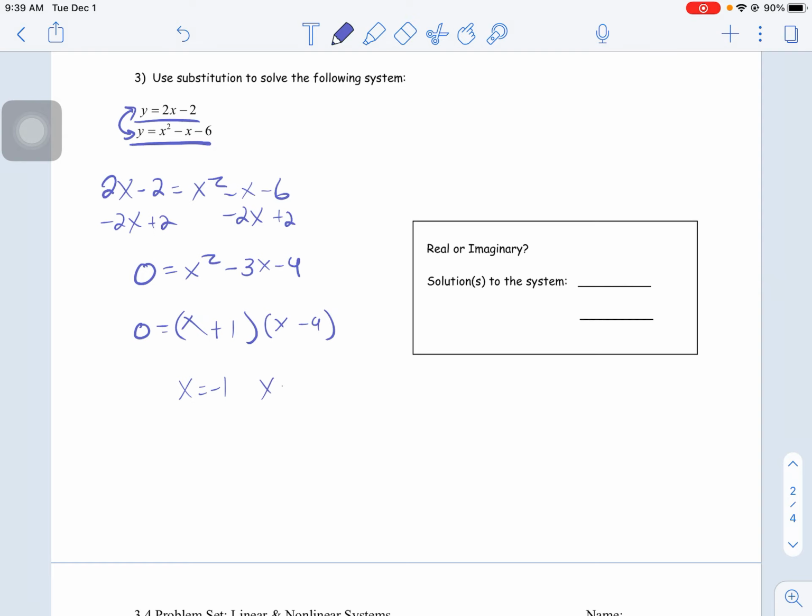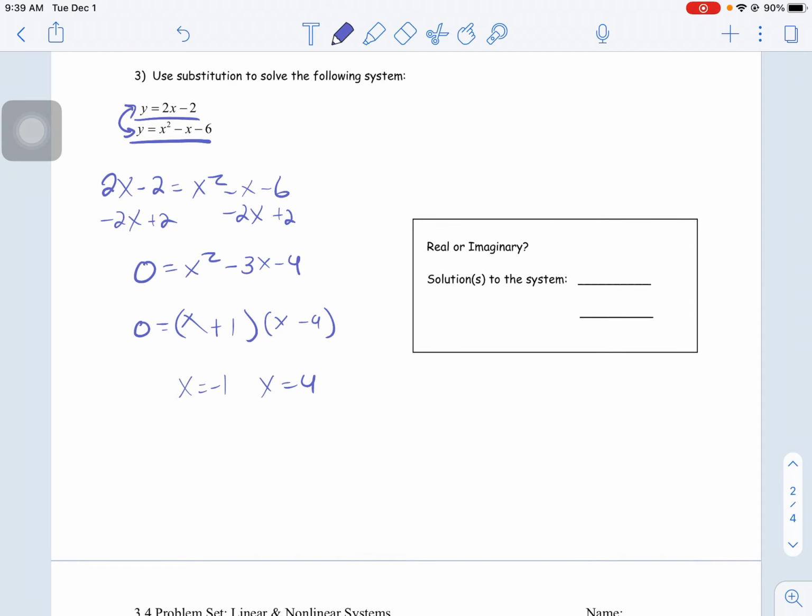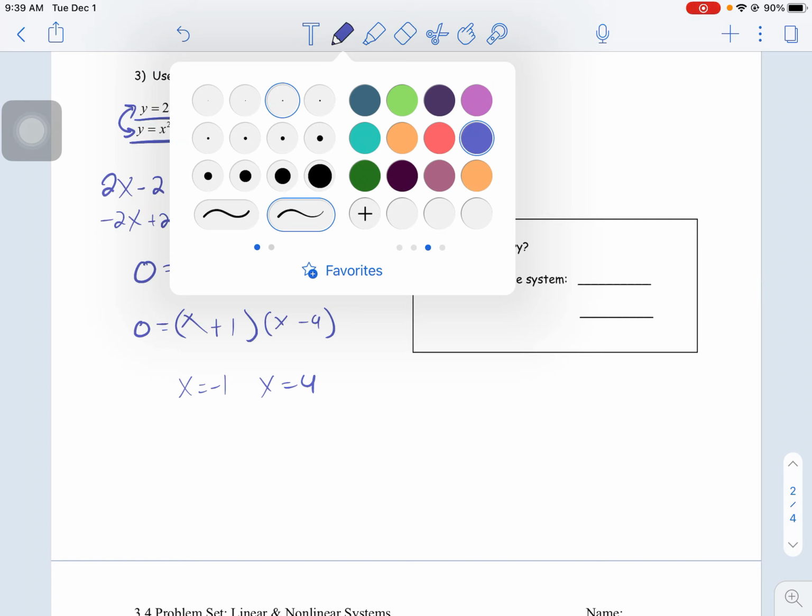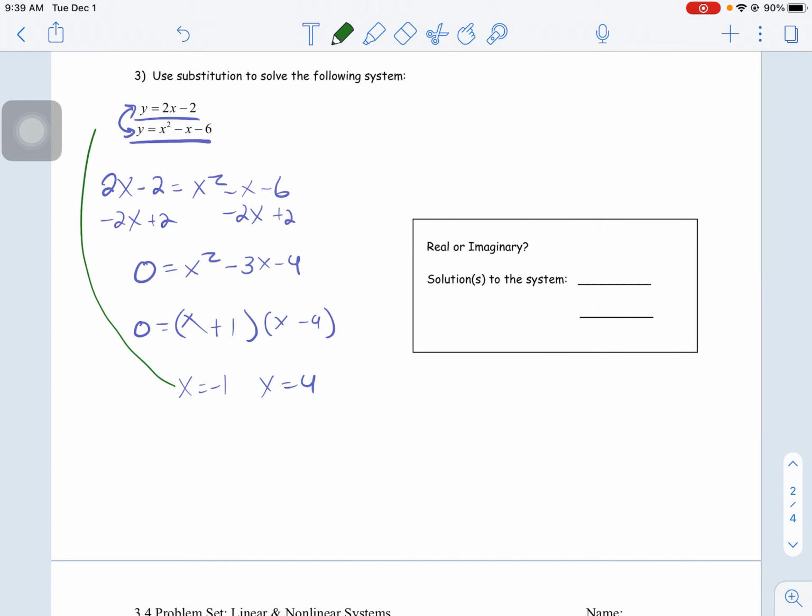Didn't mean to put that equal sign. And x equals positive 4. This is not done yet, though. Okay, this is a system of equations. This is only half of the answer. So we need to next figure out, well, what are the y values for these? So what I would do is I would just plug these both into the first equation, because I would say it's much easier to plug in answers into a linear equation than a quadratic equation.